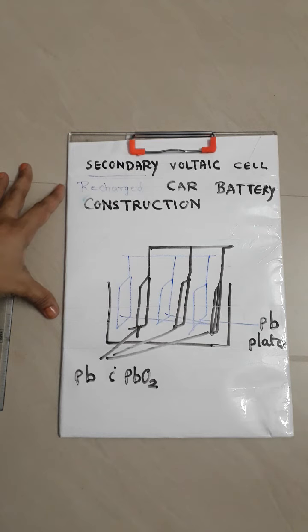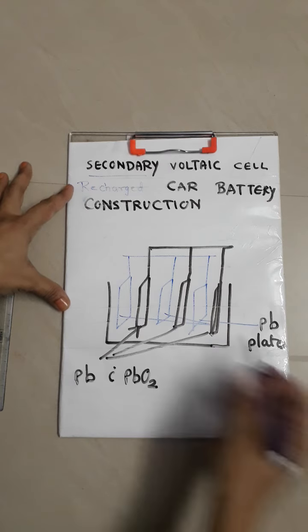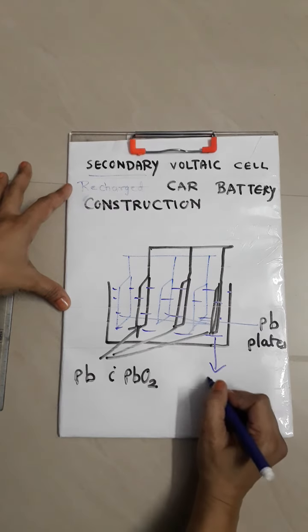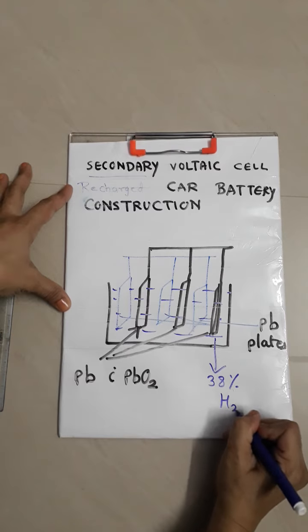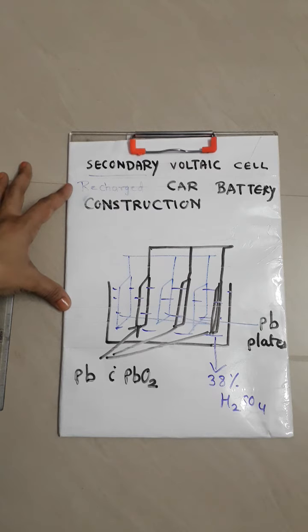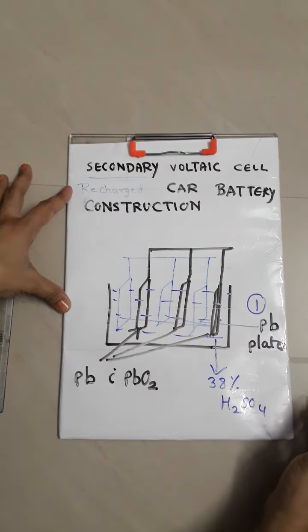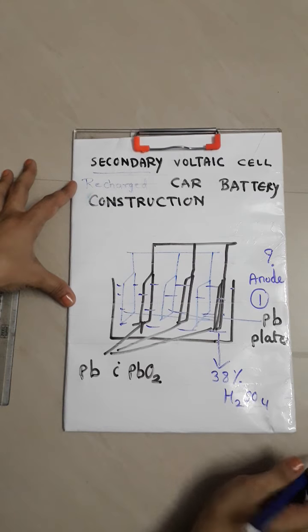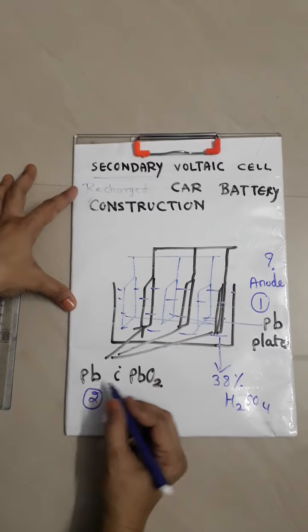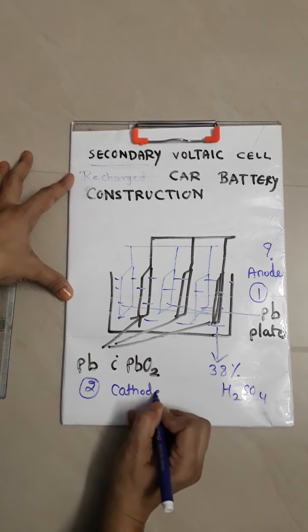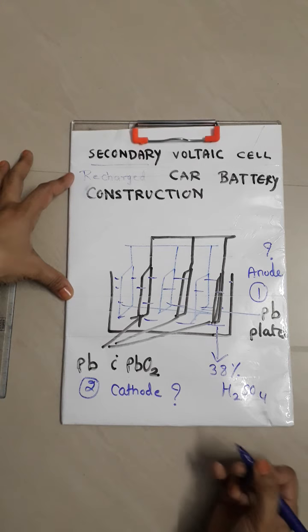Battery means it is made up of cells, and cell means anode and cathode, which are immersed in an electrolyte. So we should have an electrolyte also. What you have to remember is, here we have 38% H2SO4, which is acting as the electrolyte. Points to remember: number 1, Pb plates are acting as anode. Why anode? We will study. Second, the Pb plate which is coated with PbO2 is acting as cathode. Why cathode? We are going to study in a moment.